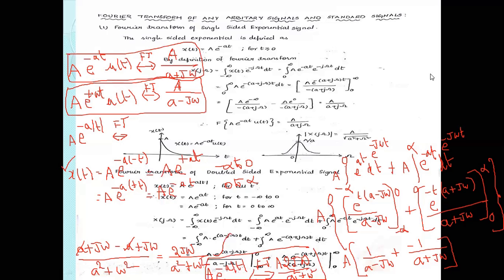Got it? So we get the same thing, 2a by, and because we have a minus in this, it becomes a plus. The value is plus, and these two get cancelled. A is 2a. Capital A into 2a. Got it?